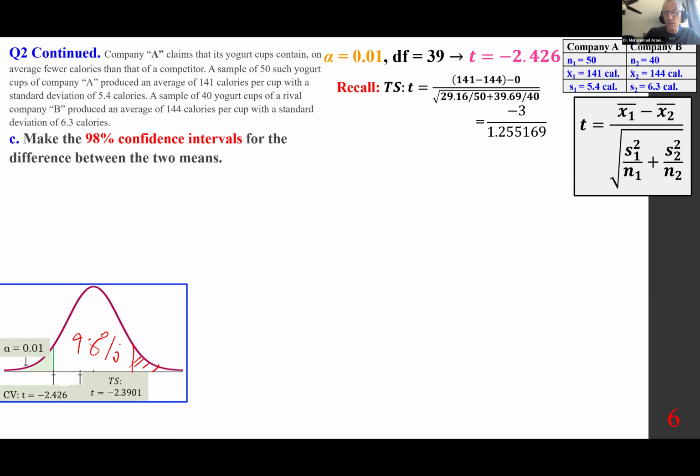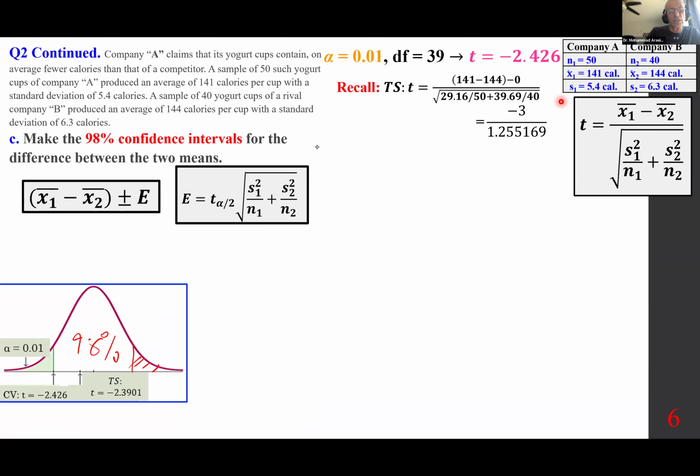We have the formula similar to what we had for one sample: x1 bar minus x2 bar plus minus E. I want to remind you, the numerator is x1 bar minus x2 bar. And now we're going to calculate the E. So what is the formula for E? t alpha over 2 times the square root of s1 squared over n1 plus s2 squared over n2.